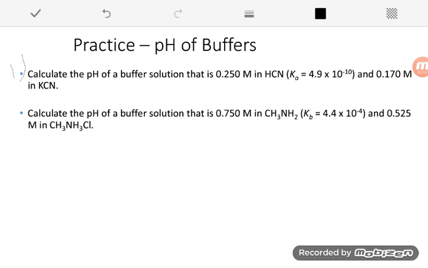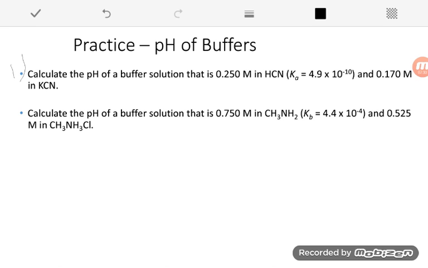Example 1. Calculate the pH of a buffer solution that is 0.250 molar in HCN and 0.170 molar in KCN. One of the most important things you want to do right away is determine what your acid and base are, because that's how we know we're going to plug it into our Henderson-Hasselbalch equation correctly. Also, Henderson-Hasselbalch is really cumbersome. I'm just going to call it the HH from now on.